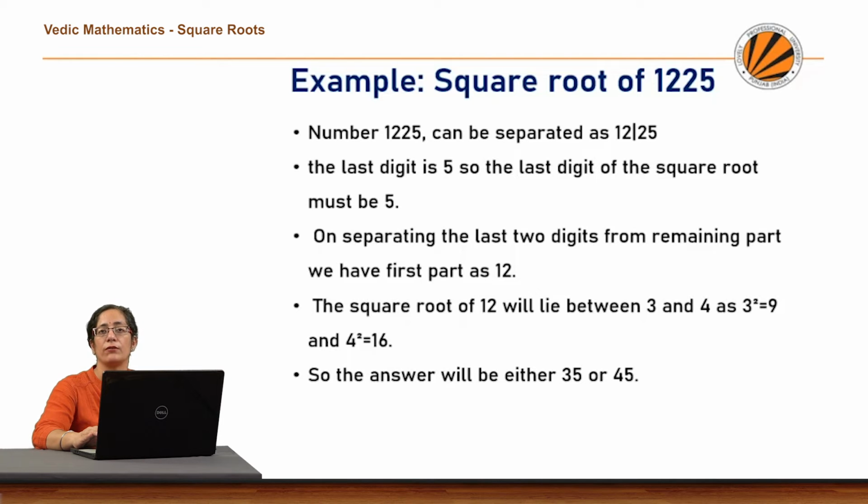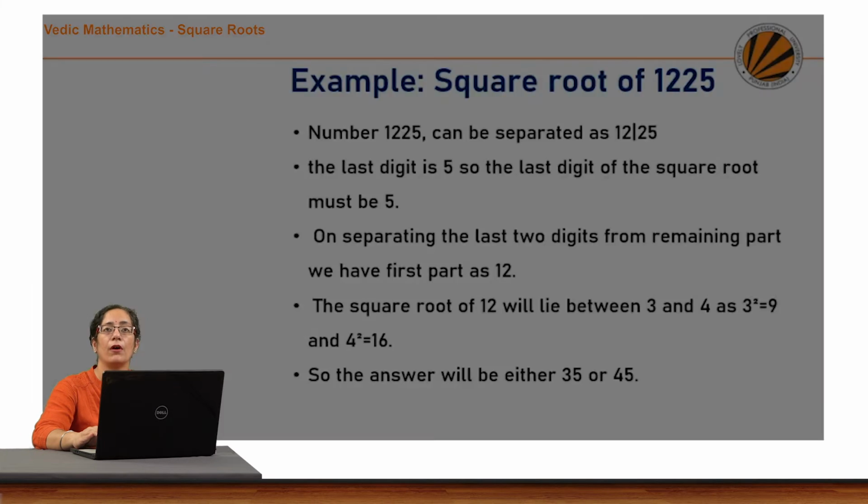Now you have to make a guess. If you have practiced enough with squares, you know that 12 lies between which squares? It lies between 3 square, which is 9, and 4 square, which is 16. So the answer can be either 35 or 45. For 1225, the last digit is fixed because the end digit is 5, so the answer must end in 5. The first digit I have guessed from 12: either 3 square gives 9 or 4 square gives 16. So the answer can be either 35 or 45.